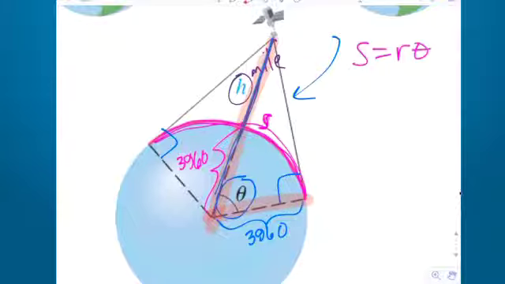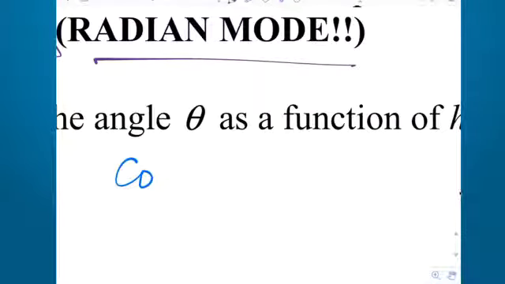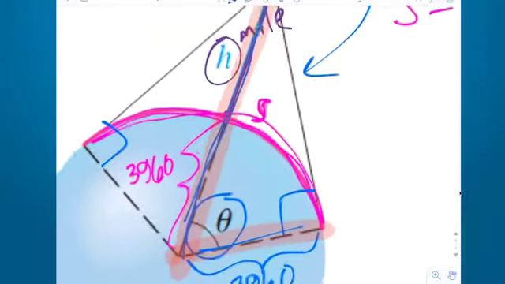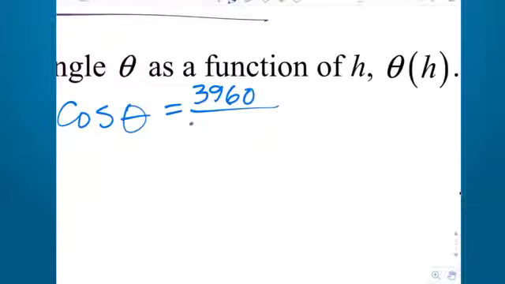SOHCAHTOA. Or it's X and R. Cosine, thank you. That's the cosine. So cosine of theta is the adjacent, which is 3960, the constant, all over the hypotenuse, which is 3960 plus h. H is just the distance above the surface of the Earth, so it's over 3960 plus h.